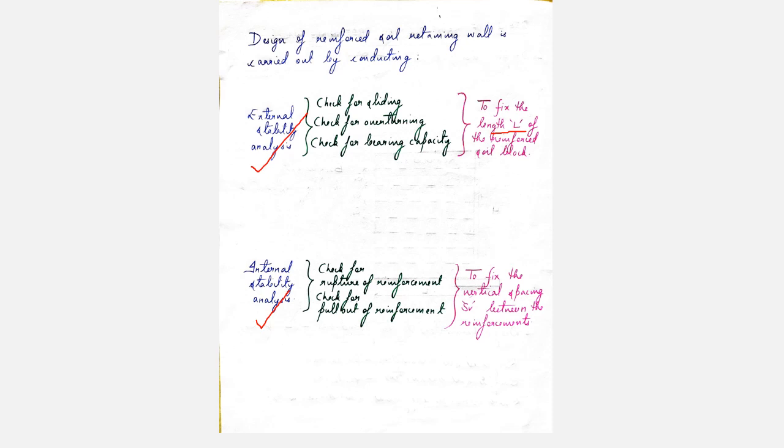So we'll be checking the stability based on these failures, and then we'll be fixing the vertical spacing between the reinforcements. Okay, actually in external stability analysis, other than these three, there is a fourth type of failure which can occur to a retaining wall, and that is called a slip circle failure. Now slip circle failure occurs in retaining walls which are mostly constructed on soft soils.